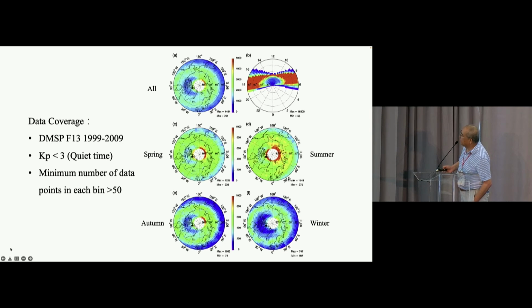So this is the total number. It's about 1,000 maximum, so this is 3,000, 5,000 data points. They just make sure they have greater than 50 data points in each bin. I don't know the bin size, but that's what they should have. Anyway, as we know, this is the magnetic local time and the magnetic latitude in the coordinate system.